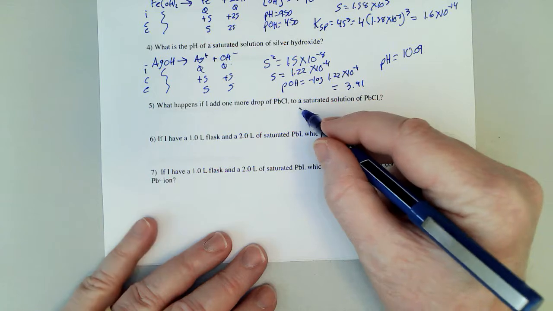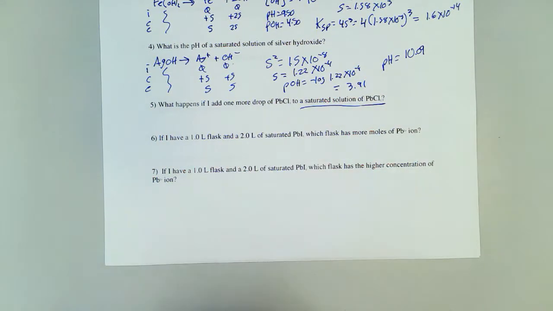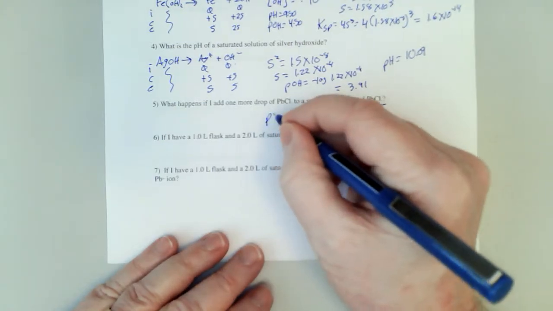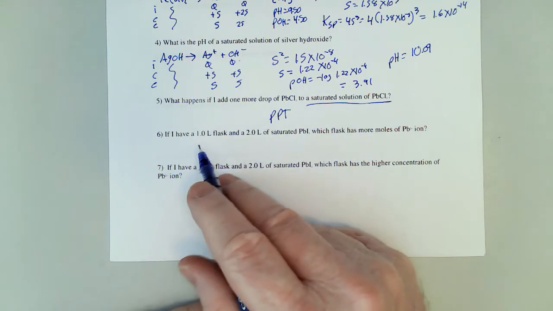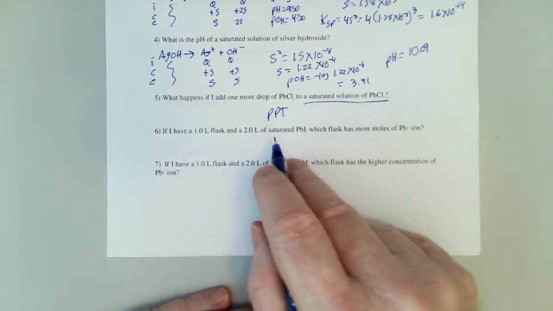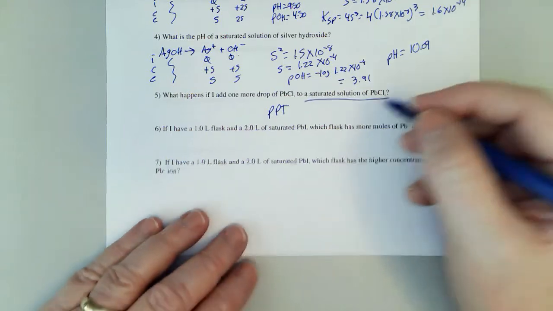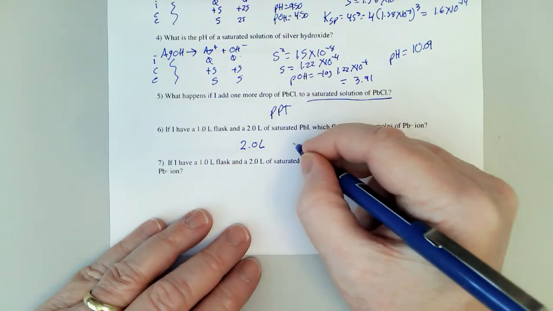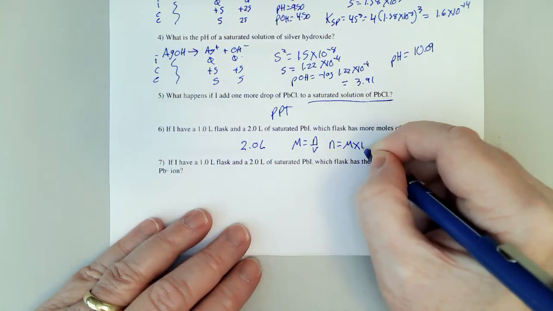I have a saturated solution of PbCl2. I add one more drop of PbCl2 solution to it. What happens? It precipitates, because I have now more than a saturated solution. Okay? Now, I've got a 1 liter flask and I've got a 2 liter flask of saturated PbI2. Which one has more moles of Pb2+? That's the 2.0 liter. We know that molarity equals moles over volume, so moles equals molarity times volume.